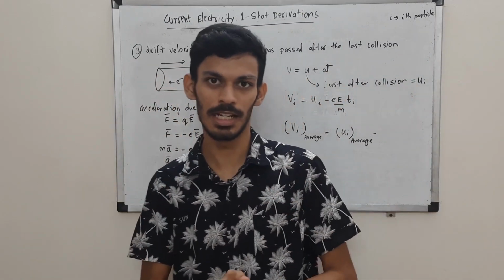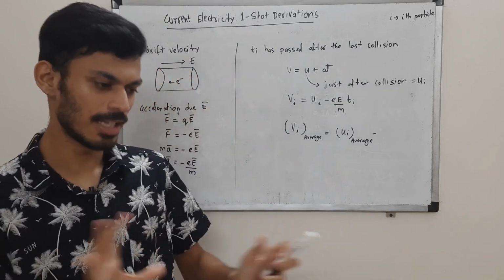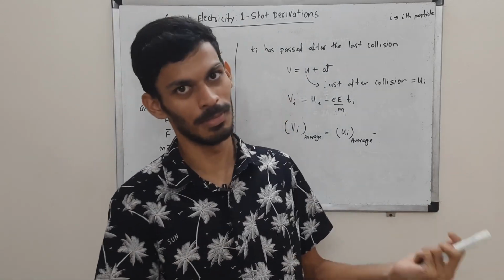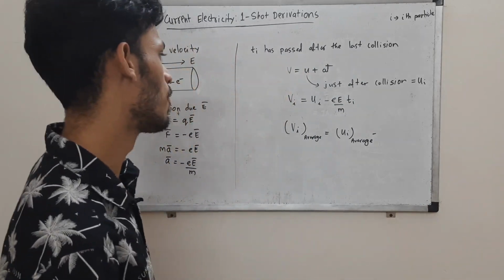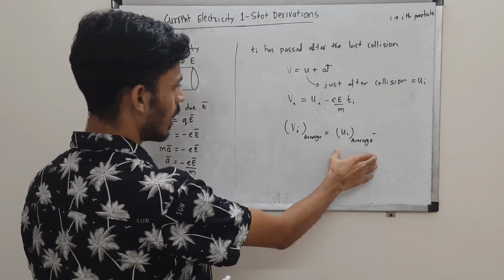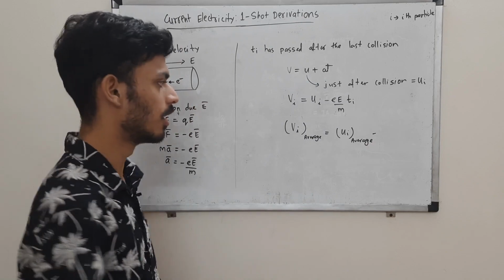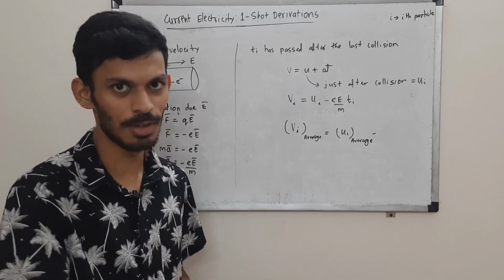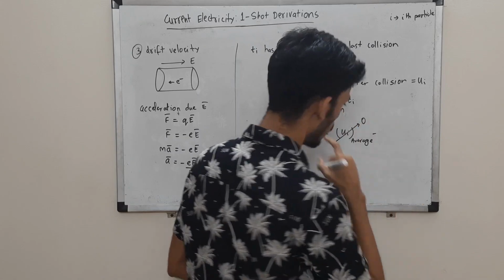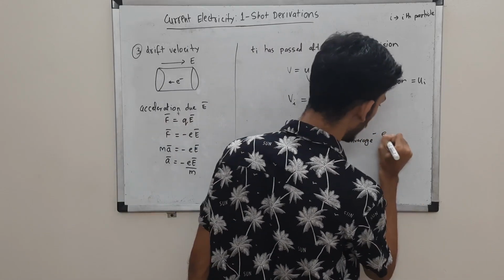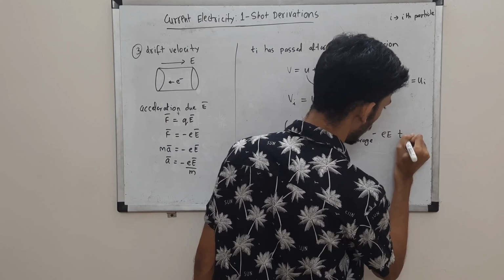So the net effect basically will cancel. Okay, this is an assumption. Is it completely true? Over the bulk, it seems to be holding. Okay, so the average velocity over the entire bulk just after the collision will be 0. So this term will go to 0. Now we'll be left with eE by m times this time average.